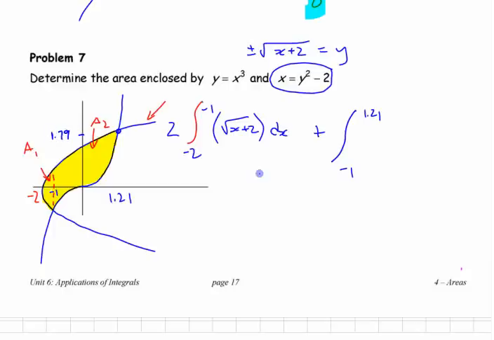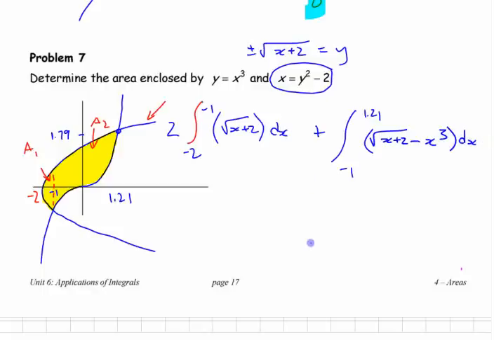This is if you're taking slices this way, right? If you're slicing it vertically to the x-axis, if you're doing rectangles like this, where this is dx and the height is the difference of the functions, then we need the difference between, what do we need the difference between here? The square root of x plus 2 minus the curve underneath, which is x cubed, dx.